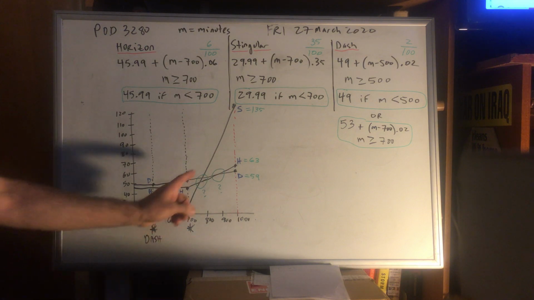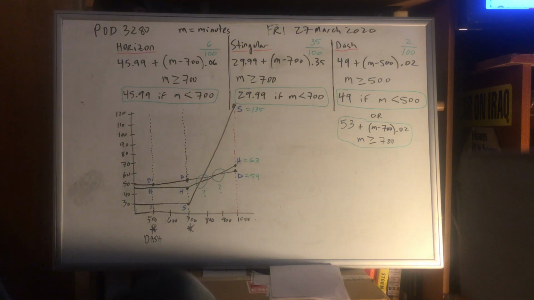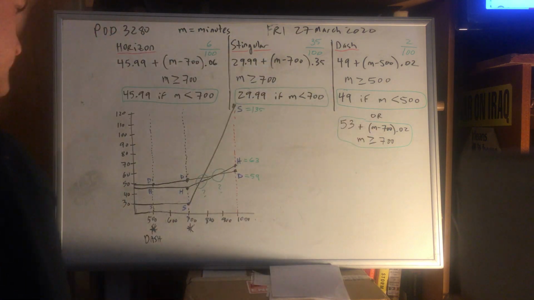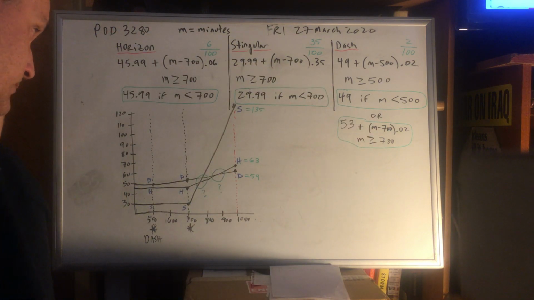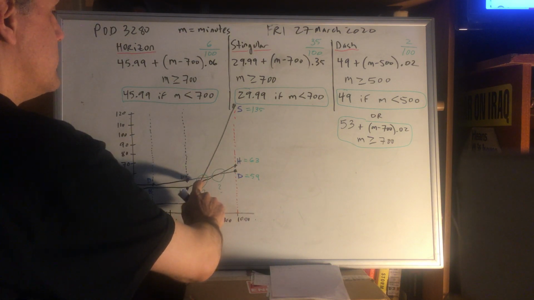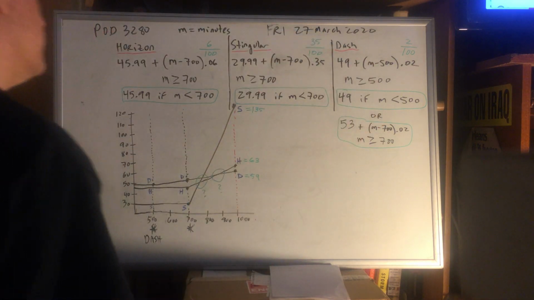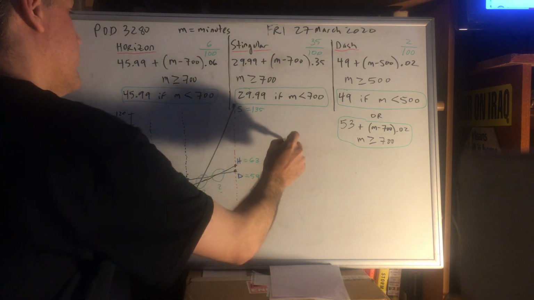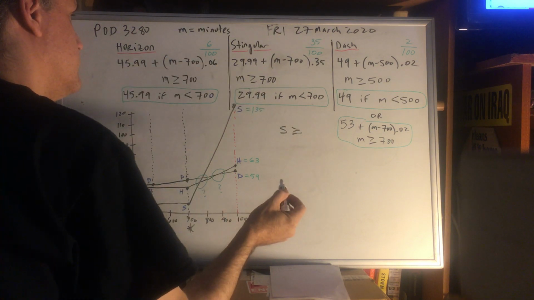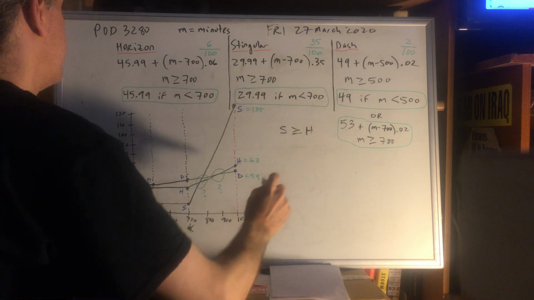So the problem is to decide these intersection points. So that means you put these expressions equal to each other. Okay? So when does Horizon become more than Dash? When does Singular become more than Horizon? When does Singular become more than Dash? That's putting these three things equal to each other. So if we want to find out when is Singular greater than or equal to Horizon, we'd solve this problem.